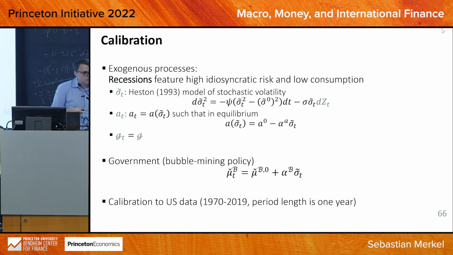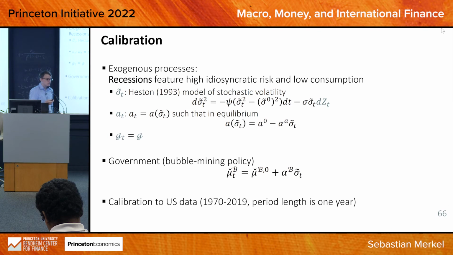Questions? I'm just trying to think about the productivity of the market. It never goes up when the idiosyncratic risk goes up. So is it possible, in here, that productivity comes up? You mean there's no productivity growth?